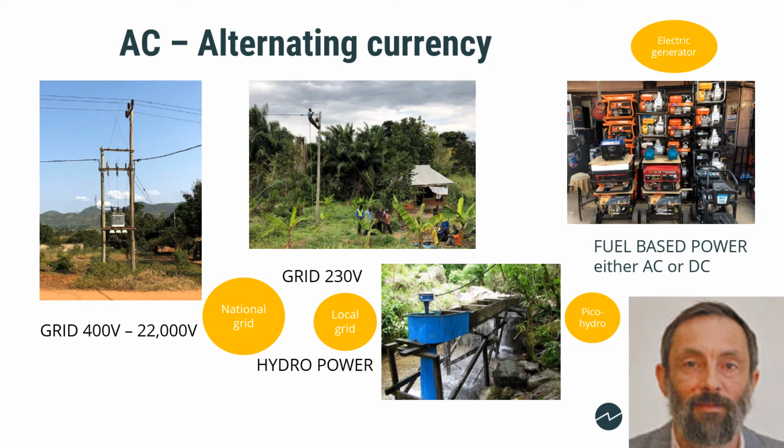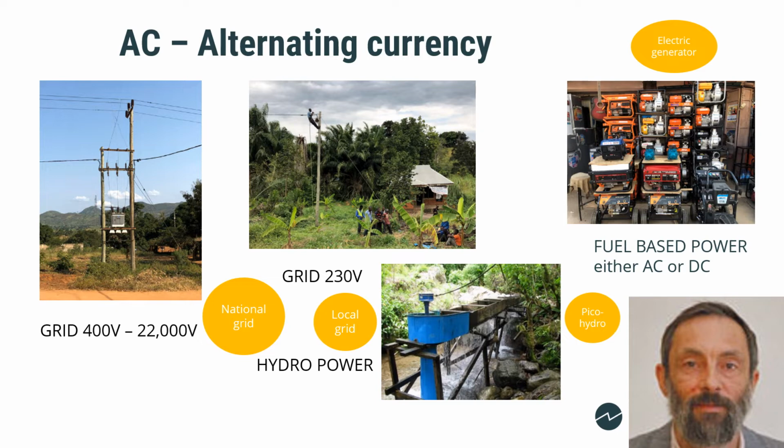There are different types of AC power sources for the household. First, you have the grid connection. This can either be the national grid, or it can be a local mini-grid for only a few households or a small community.